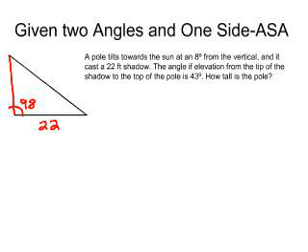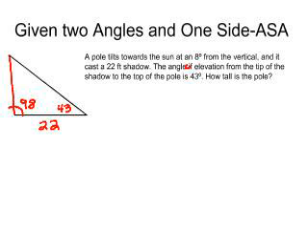The angle of elevation from the tip of the shadow to the top of the pole is 43 degrees. So this angle here is 43 degrees.